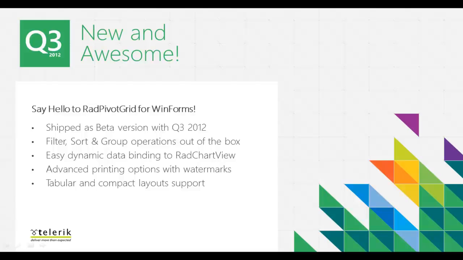The RadPivotGrid can also sort the data and show subtotals and grand totals at the end or at the beginning of the summarized data. It supports UI virtualization, so it can easily handle large data sets, as well as dynamic data binding to popular controls such as RadChartView. You can also enable advanced printing options and tabular and compact layouts, which we'll see in a demo coming up.